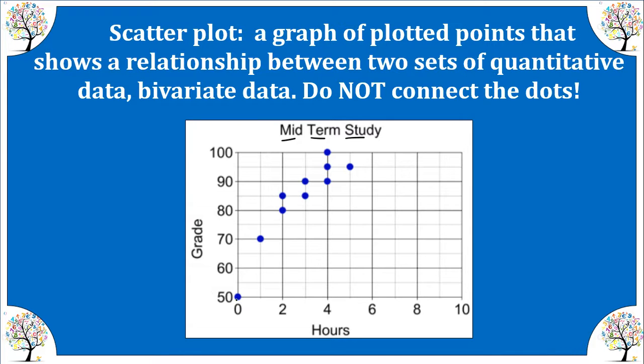So for example, this individual studied 0 hours and made a 50. This individual studied 1 hour and made a 70. These two individuals both studied 2 hours. One made an 80 and the other one made an 85. Someone studied for 3 hours. One person made an 85, the other person made a 90, and so forth. So there is a trend and there is a relationship between the amount of hours of study for the midterm and the grade that someone makes.